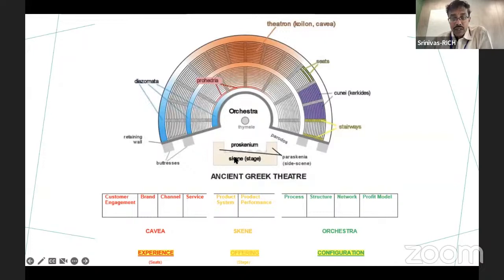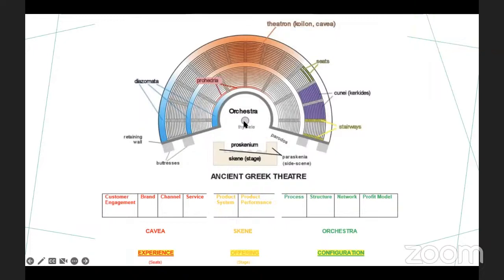And then there is an offering. There is the product or the service that you are offering, right? So the product or the service is what the consumers consume, but then there is someone in between.